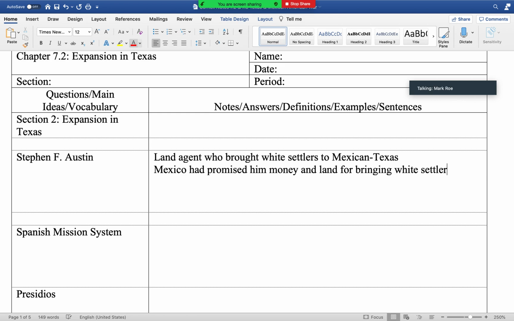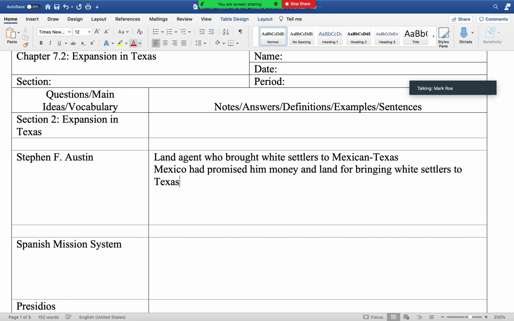For bringing white settlers to Texas. Again, one of the big reasons why Mexico wanted white settlers, Anglo-Saxon white American settlers, to come to Texas, one of the biggest reasons was not only to protect the borders of their huge empire, but I would also note that Mexico specifically wanted white settlers because if the United States at any point decided to, say, try to fight a war with them, the United States would be a lot less likely to fight white Americans than they would be to fight Mexicans.